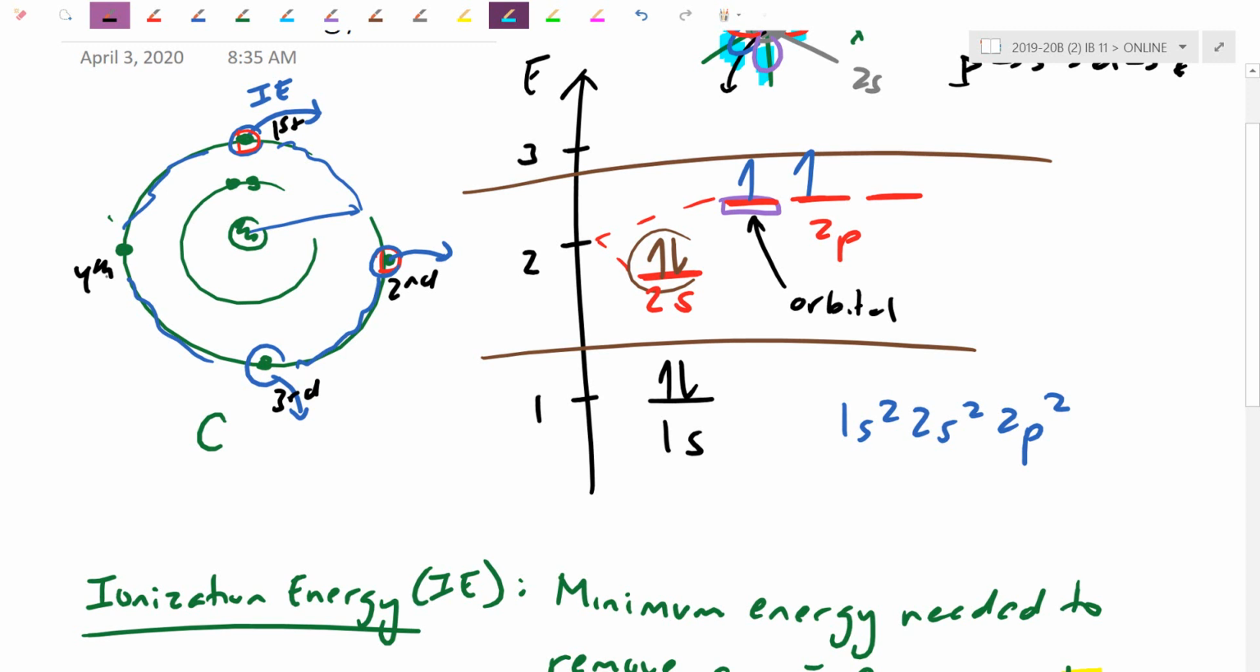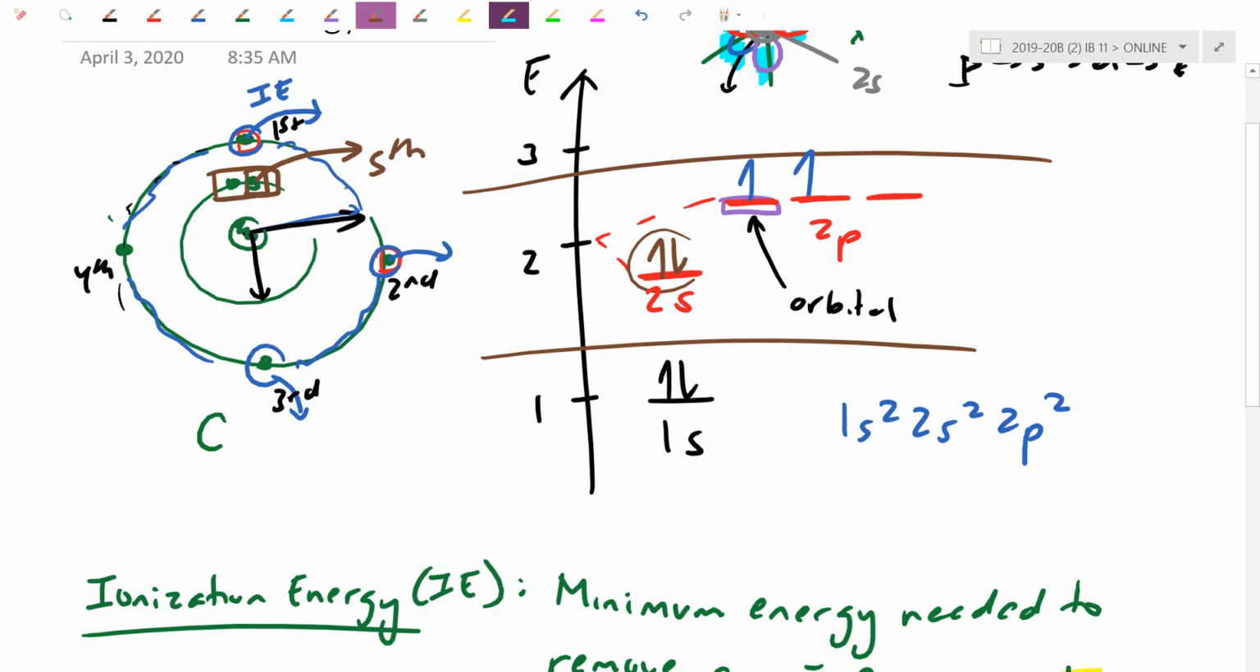For the fifth electron, after I remove that fourth electron, the second shell is completely gone. I've suddenly gone from having a radius of being 2 shells out to a radius of only 1 shell out. Because these electrons are a lot closer to the core, you're going to need to get a tight hold on this electron, really pull hard to get rid of it.